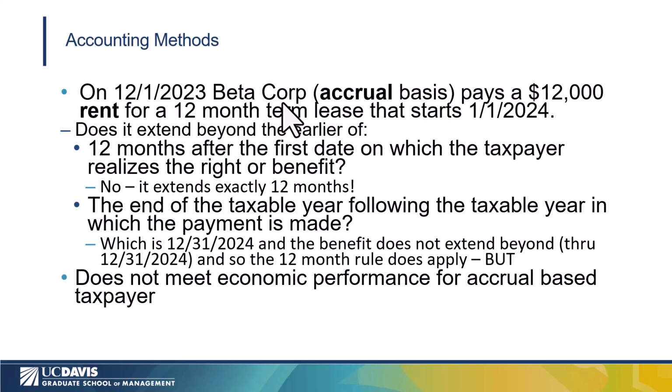What if we change it to an accrual basis taxpayer? Okay, so the accrual basis taxpayer pays $12,000. All of this is the same, right? And it would meet the 12-month rule. It does, in fact, meet the 12-month rule, right? It's a 12-month period, ends before the end of the following tax year. But remember, you also have to meet economic performance. When does economic performance occur with respect to rent? Well, that's use of property, and it occurs ratably over time. And so as a result, this lease that starts 1/1/2024, you're going to prepay it and then amortize that prepaid over the 12 months in 2024.